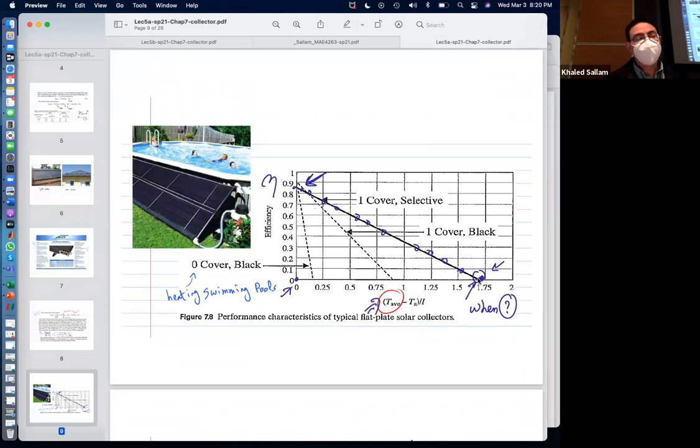Because that is this point. This point, when the efficiency is 0, means that T average hit its maximum. And that's why Q useful is 0. And that's why the efficiency is 0. The efficiency is 0 not because there is no incident radiation, but because you're not getting any Q useful out of it.